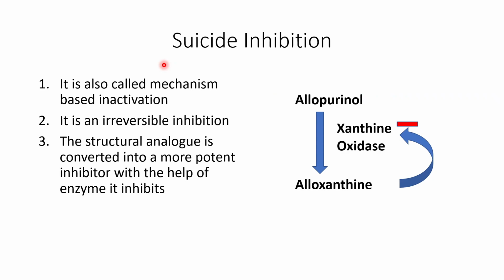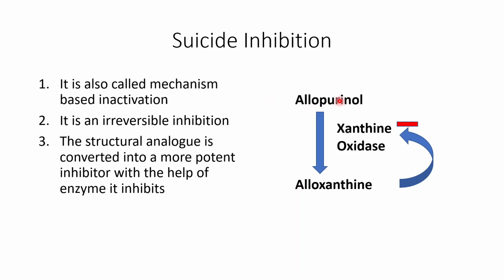Next we have suicide inhibition. It is also called mechanism based inactivation. That means the enzyme converts the inhibitor into a product which is a more potent inhibitor of the enzyme itself. It is, again, a type of irreversible inhibition. The structural analog is converted into a more potent inhibitor with the help of the enzyme it inhibits.